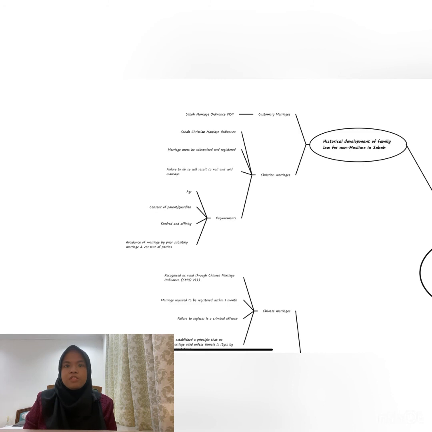Moving on to the third part of historical development, which is the historical development of family law for non-Muslim in Sabah. There are 2 types of marriage, which are customary marriage and Christian marriage. For customary marriage, the law that governs it is Sabah Marriage Ordinance 1959. For Christian marriage, the law that governs it is Sabah Christian Marriage Ordinance. The marriage must be solemnized and registered as failure to do so will result in a null and void marriage. There are a few requirements that need to be fulfilled under this marriage, which are age, consent of parent and guardian, kindred, affinity, and lastly, avoidance of marriage by prior subsisting marriage and consent of party.